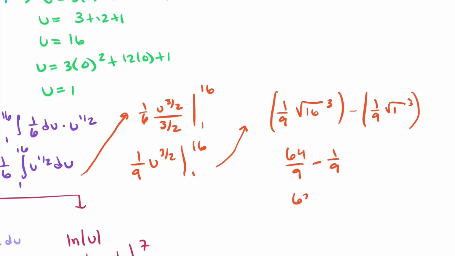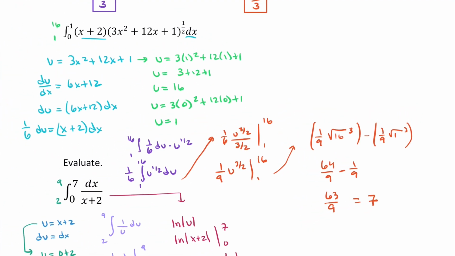So 63/9, which is going to be 7. Is equal to 7.